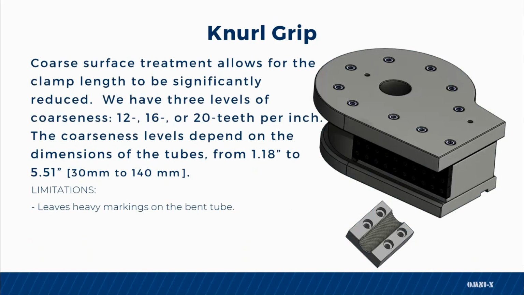Knurling is a coarse surface treatment that allows for the clamp length to be significantly reduced. We have 3 levels of coarseness: 12, 16, or 20 teeth per inch. The coarseness levels depend on the dimension of the tube, from 1.18 inches to 5.51 inches. Knurl grips leave heavy markings on the bent tube.